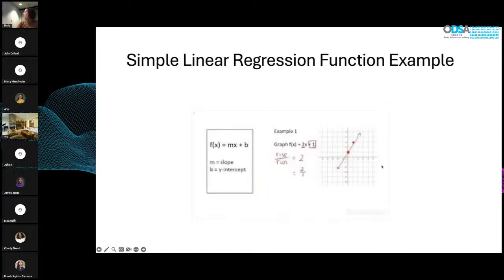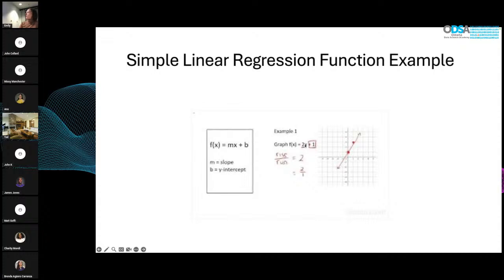Oh, that picture is so grainy. I'll find a better one. But this is the same thing that we just said. We have f of x equals mx plus b. What if our function is f of x equals 2x plus 1?